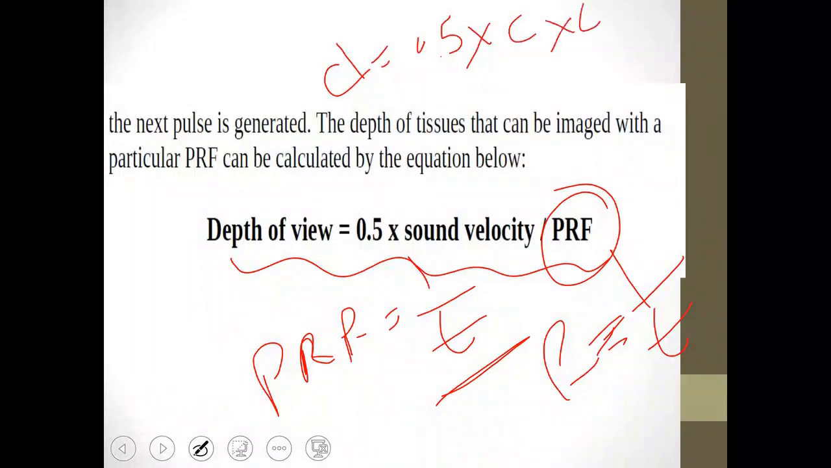The velocity times t is equal to the distance, and we replace t with 1 over PRF, which gives 0.5 times c, the velocity, over the pulse repetition frequency, okay? That is, c over pulse repetition frequency.